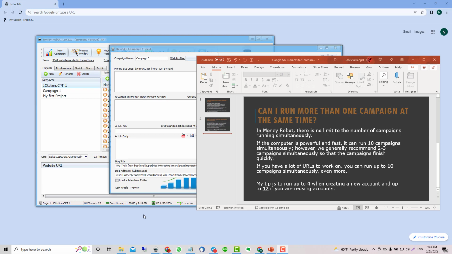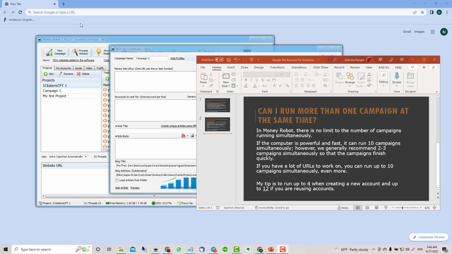It's exactly the same with the number of campaigns. There's no limit. The limit is going to be about your computer or VPS, how powerful it is. In this case, usually what we recommend is doing no more than 10, and 2 or 3 if you want to finish quickly. What I really think is best is to run 4 when you are creating new accounts and up to 12 if you are reusing accounts.